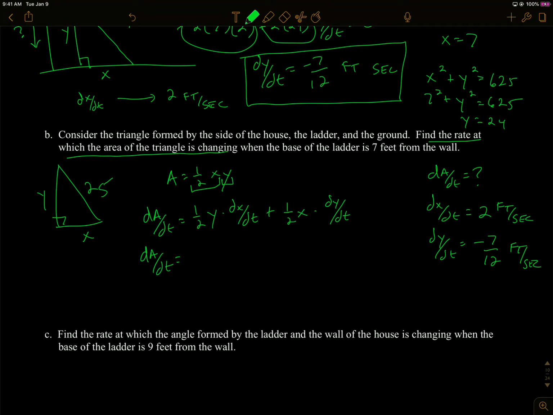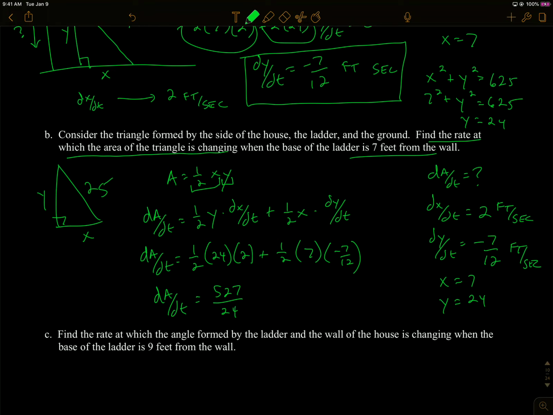And again, they're still saying when the base of the ladder is 7 feet from the wall. So my x is still 7 and my y is still 24. So I fill everything in. I get 1/2 times 24 times 2 plus 1/2 times x, which is 7, times negative 7/12, which was my dy/dt. So then when you simplify that whole thing, the rate of change of the area comes out to be 527 over 24 square feet per second.